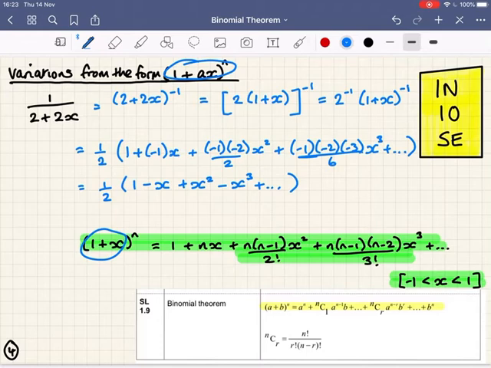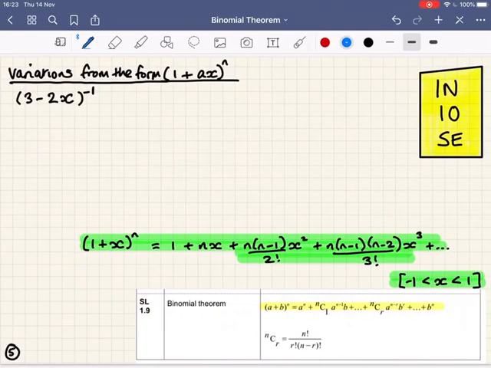That will do fine. That's a little bit more complicated because of that first step of factorising to get an expression in the brackets that begins with 1. Let's do one more example like that. 3 minus 2x to the minus 1.